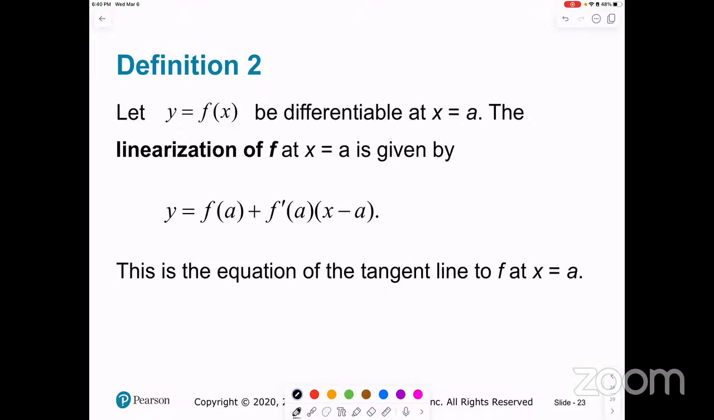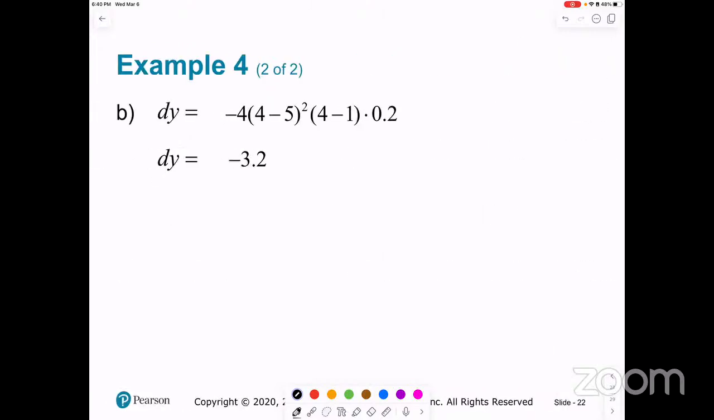I wasn't going to draw this image, but I feel like it might help. So say this was our positive x and this was our positive y, and we were considering some curve, right? And here's our original point.